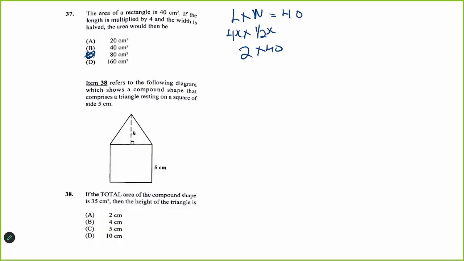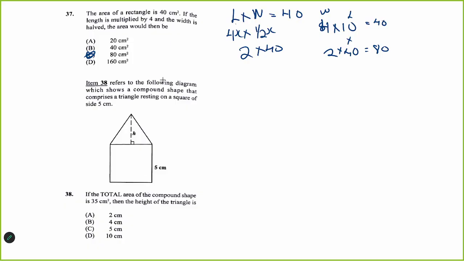Or if that is confusing you, let's just say 4 by 10. This is your length and this is your width, and you get 40. You're saying the length is multiplied by 4, so you multiply this by 4, that's 40, and you have this as 2. 40 twos are 80. So if you want, you could put in values for it. Your width is half and your length is multiplied by 4, and you'll see that you get 80 there.